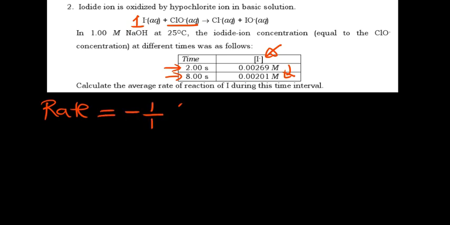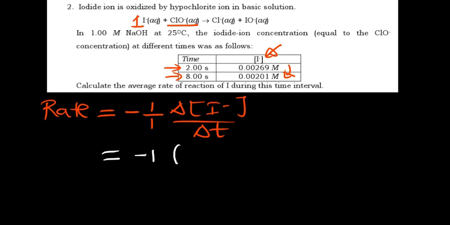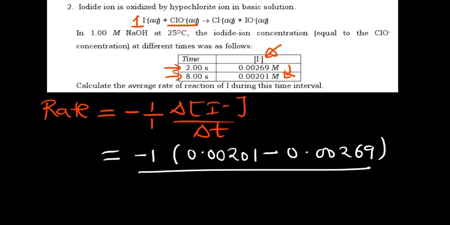-1/1 change in the iodide concentration divided by the change in time as well, just like we did in the question before. So therefore we have -1. Change in the iodide concentration would be 0.00201 minus 0.00269, and then of course divided by the time difference, that was 8 minus 2. For the top part that's molar, this is seconds.